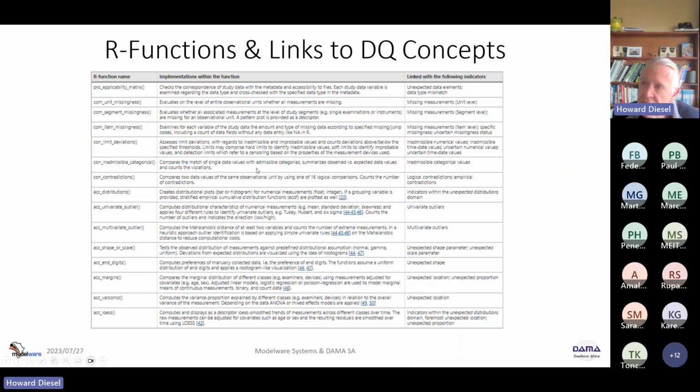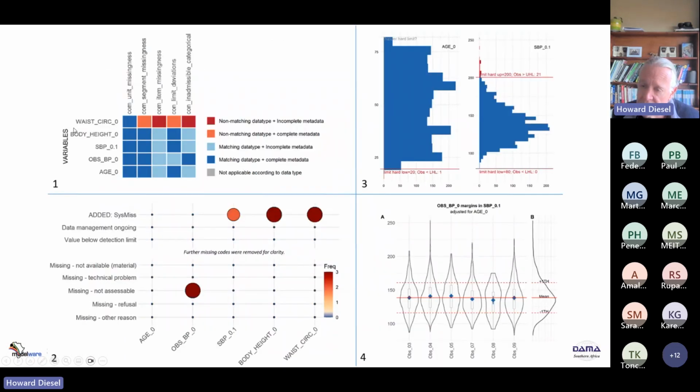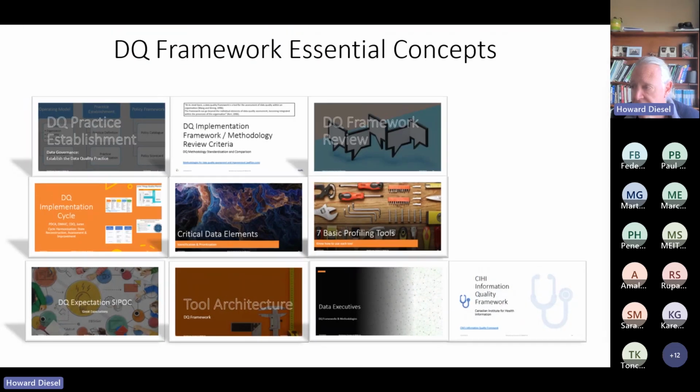That's all right. Now these are the R functions that they use, and they link them to the data quality concept. So they have built a whole lot of terms, missingness, and these different areas that they use to evaluate. And these are the type of reports that they produce. Here you can see the waist circumference, body height, and they build heat maps of the sort of missingness, segment missingness. Can you see the different issues that they're facing over here? So they've got quite an in-depth way of reporting all of these challenges that they are facing. But nice to see the effort that they put in to define it for themselves. It's not that standardized metric.